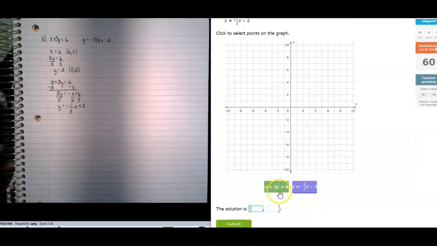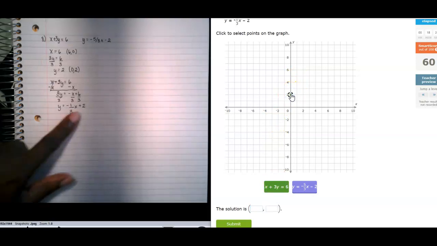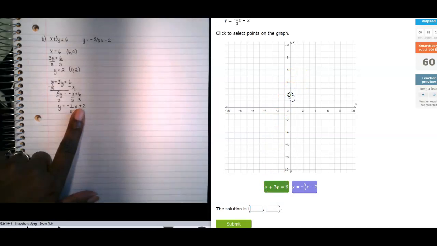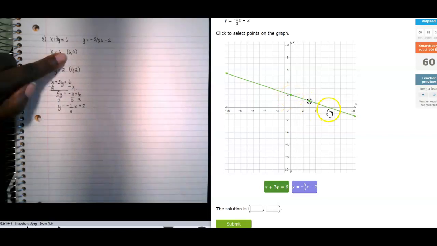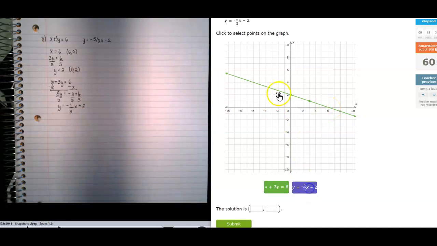So my first line, I'm going to use this equation. So I'm going to start at 2, go down 1 and 3 to the right. And my intercepts, like I said, are 0, 2 and 6, 0. And then I'm going to start at negative 2 for the second line, go down 5, 1, 2, 3, 4, 5, and over 2, 1, 2. And my intersection is off.